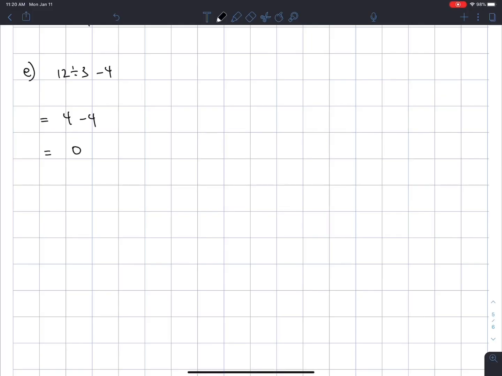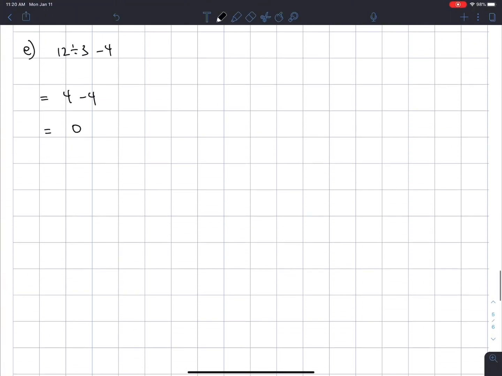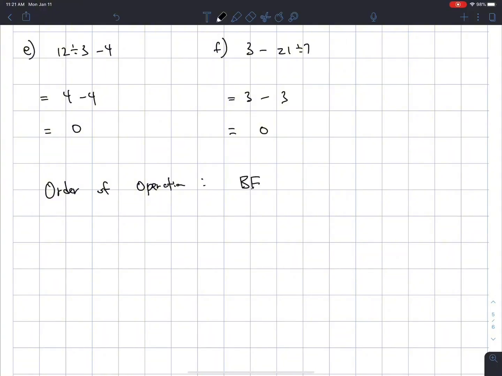Okay. Maybe I forgot to mention order of operation. Yeah, let me do it here. Maybe I'll do F and then I'll remind you what is order of operation. So we have 3 minus 21 divided by 7. We do division first. 21 divided by 7 is 3, and 3 minus 3 is 0. So the order of operation is going to be followed by BADMAS.